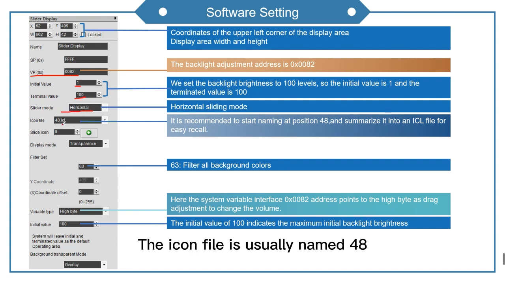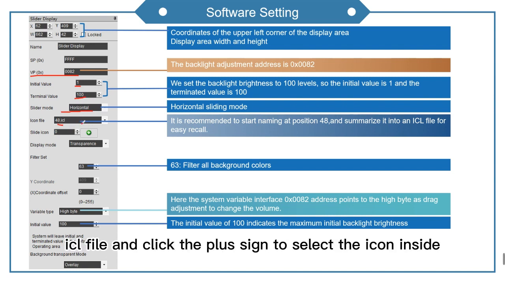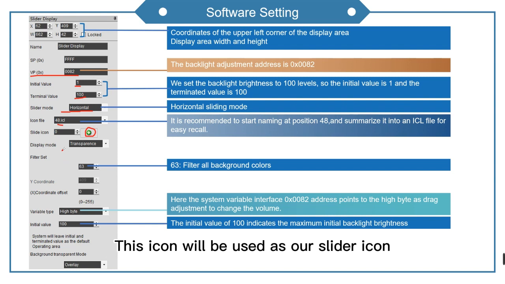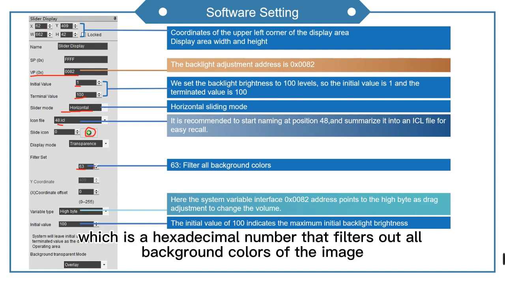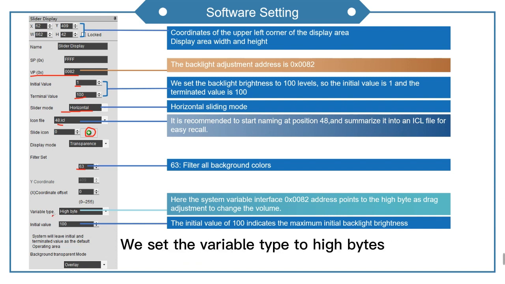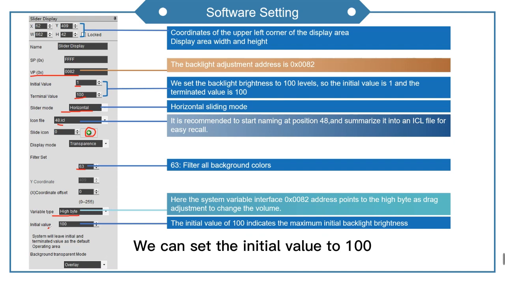The icon file is usually named 48. Here we select the 48.icl file and click the plus sign to select the icon inside. This icon will be used as our slider icon. Filter is set to 63, which is a hexadecimal number that filters out all background colors of the image. Similarly, we set the variable type to high bytes, as is usually the case with system variables. To keep our initial screen bright, we can set the initial value to 100.